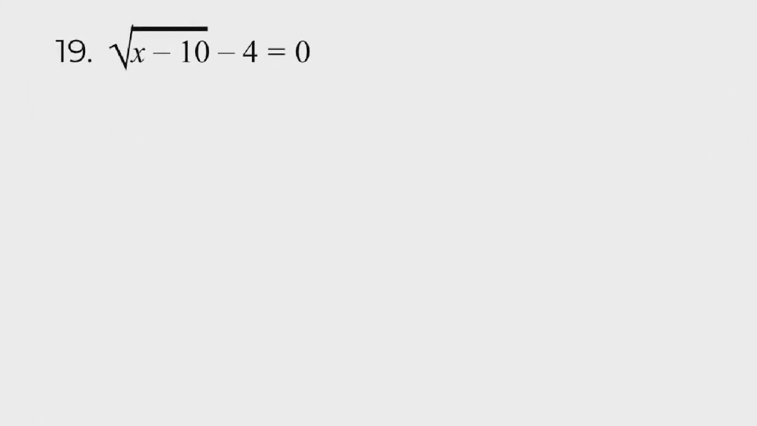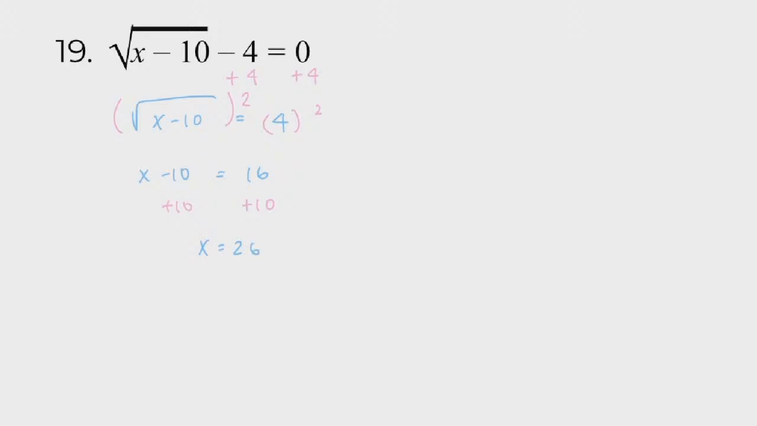So in number 19, first we want to add 4 to both sides. So we get square root of x minus 10 equals 4. And then to get rid of the square root, we can square both sides. So we get x minus 10 equals 16. Add 10 to both sides. So x equals 26.